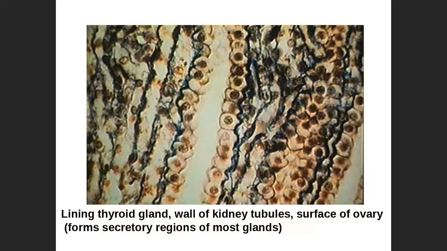And we're going to find this type of epithelium in areas that are for secretion and filtration. Some of the examples listed here: lining of the thyroid gland, wall of the kidney tubules, a great place for absorption and whatnot, and then the surface of the ovary. So this type of epithelium is great for the secretory regions of a lot of the glands, and we'll talk about the difference between the secretory and the conducting portion of glands later on.